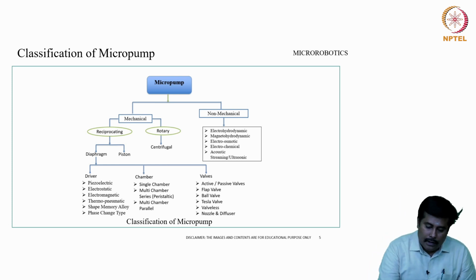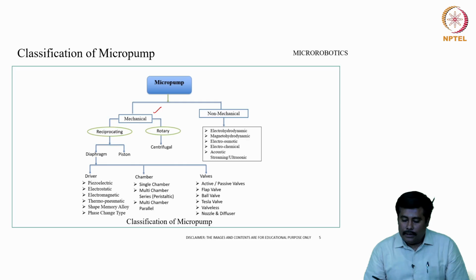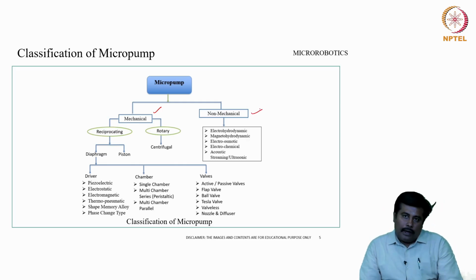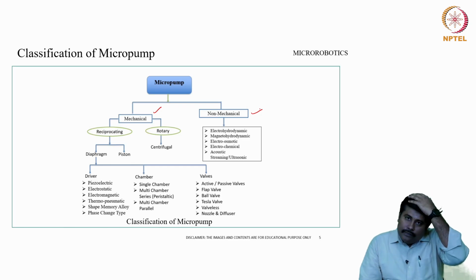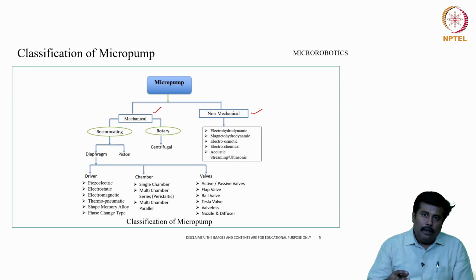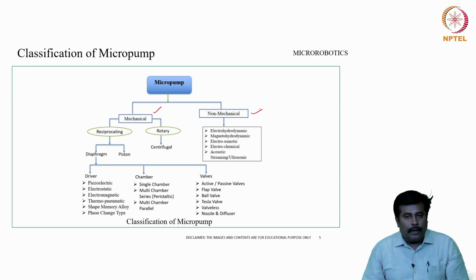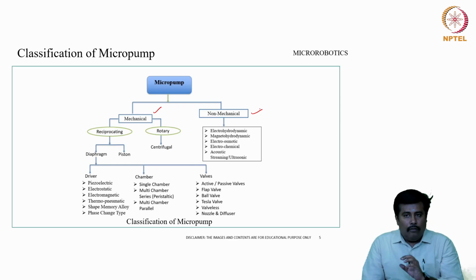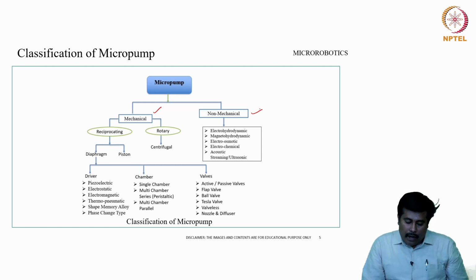Now, when we try to classify these micropumps, they are classified into two: one is called a mechanical type micropump and the other is called a non-mechanical type micropump. In the case of the mechanical type micropump, we can again classify it into two: a reciprocating type micropump and a rotary type micropump. For the rotary type micropump, we all know centrifugal based pumps are deployed for different applications. From the reciprocating pump perspective, we have a diaphragm and a piston arrangement which is efficiently deployed for different applications.